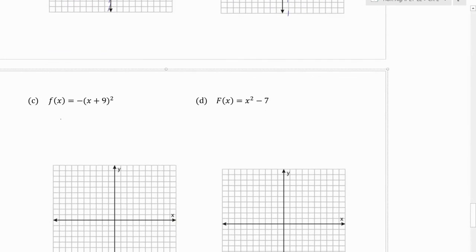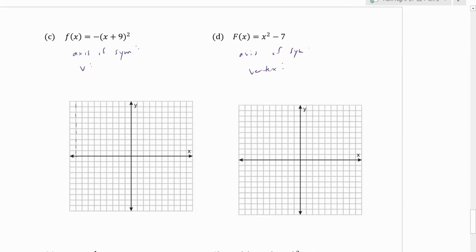Okay, same deal here. I'm going to get my axis of symmetry and my vertex. This one, I'm going 9 to the left, so the axis of symmetry is at x is -9, which gets me the x value of the vertex, and I'm going up nothing. So there's the vertex. And then all it's going to do is flip it upside down. So this side's running off the graph paper. This side, I could put some more and see it.